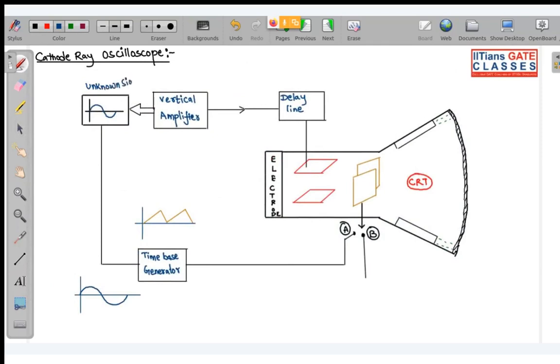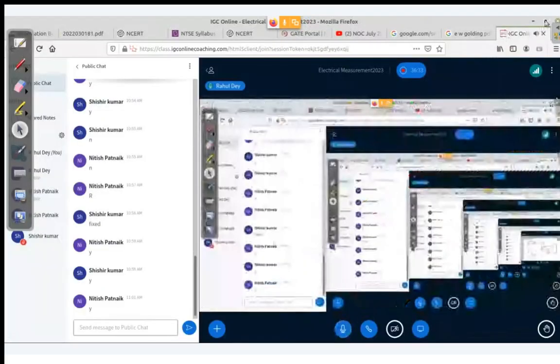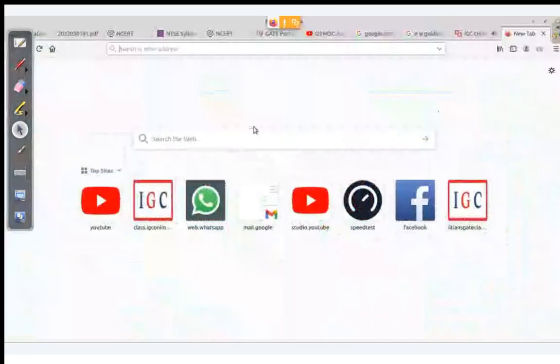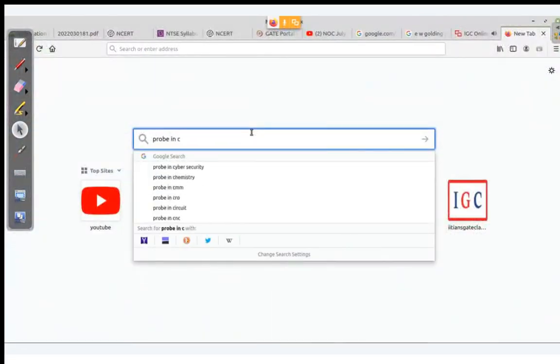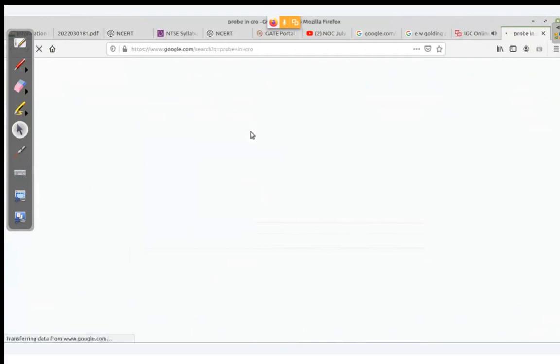So this is my unknown signal. Now, have you seen one CRO? In a CRO, there are probes and cable. Let me show you what is a probe, then you will be able to understand.